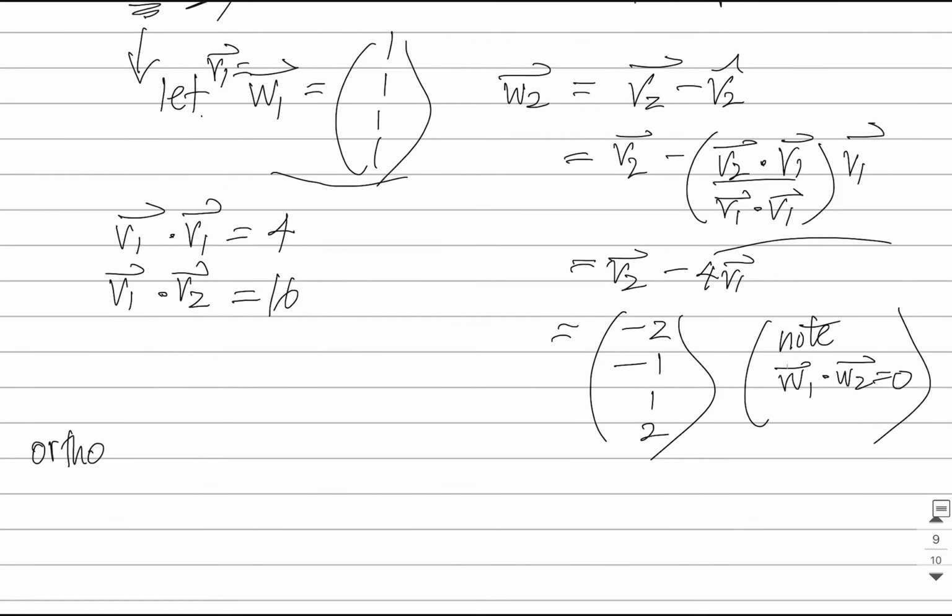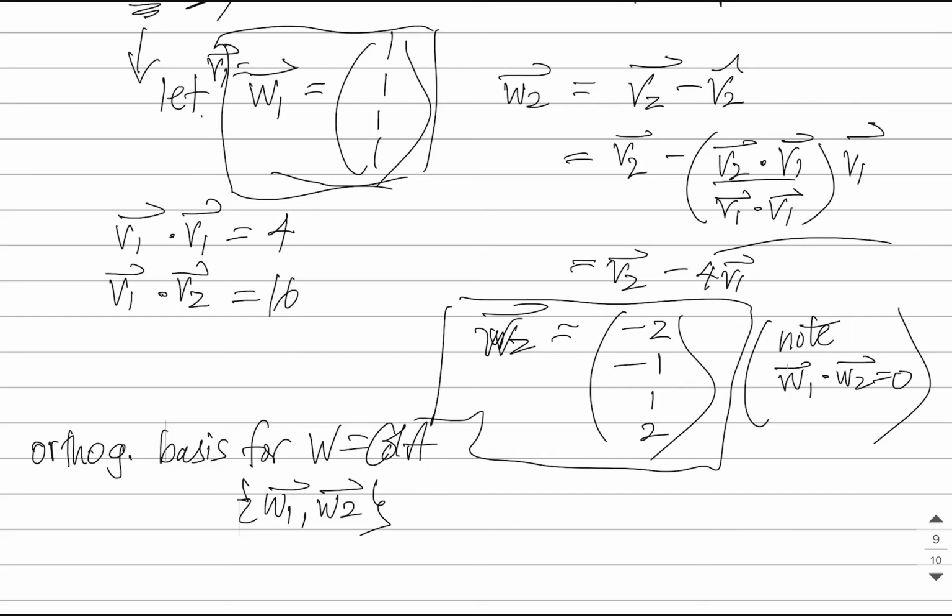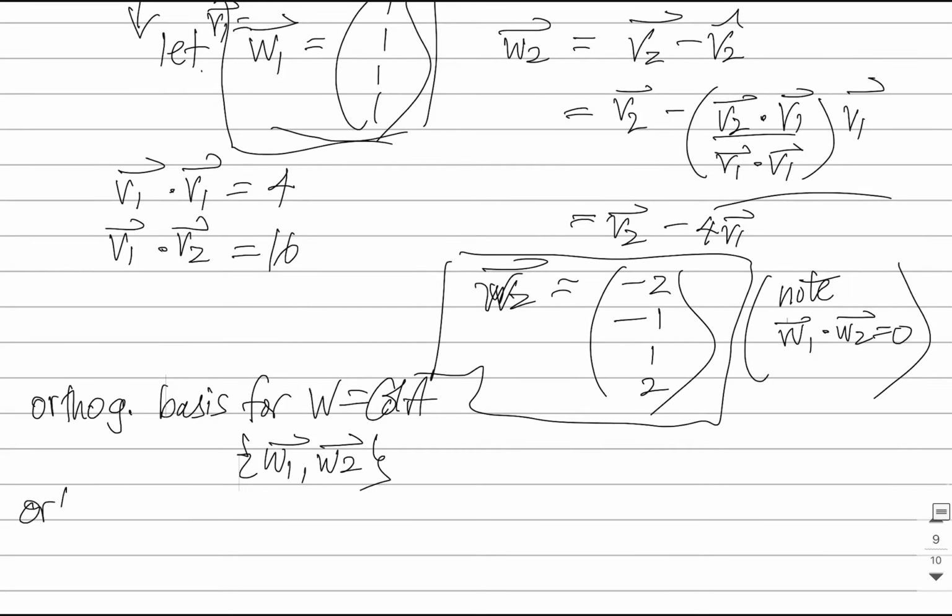So now I have found an orthogonal basis for W, which is the column space of A. It's just formed by these two vectors, W1, W2. So there's W1, and here is W2. But QR doesn't want an orthogonal basis. QR wants an orthonormal basis. And that's going to be denoted by what I'm going to call here U1, U2.